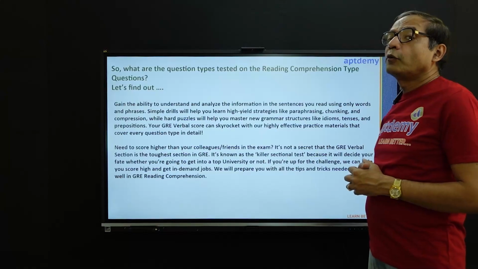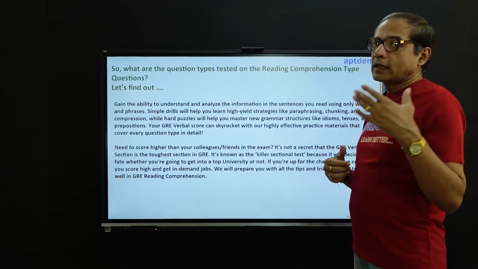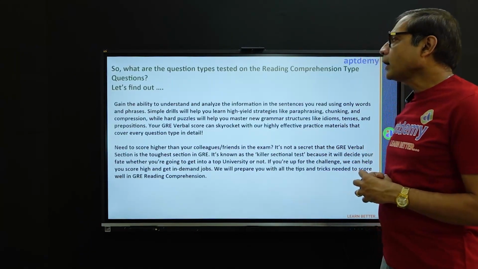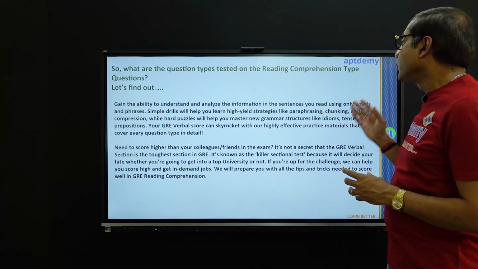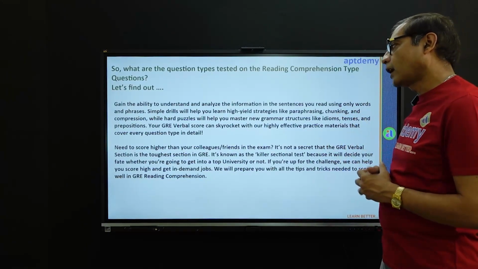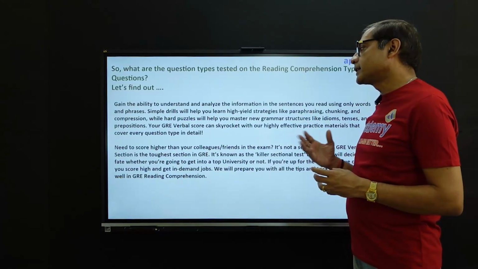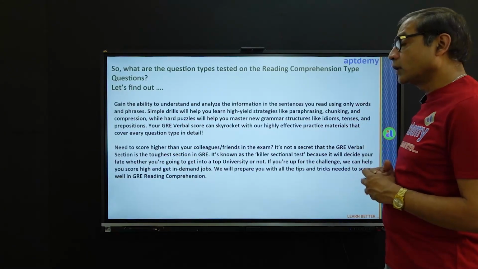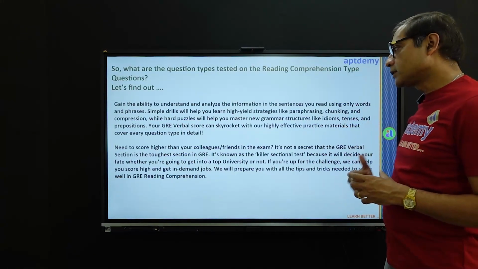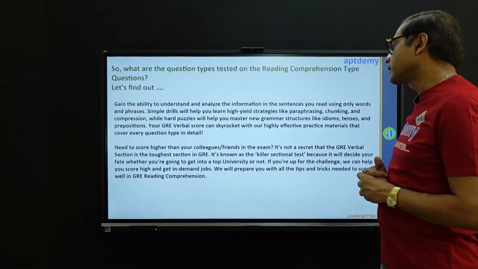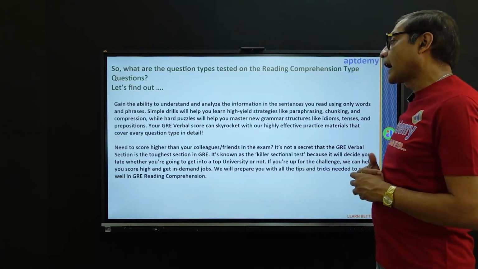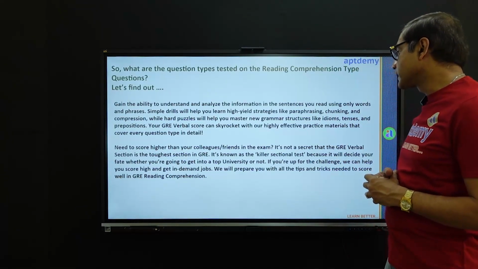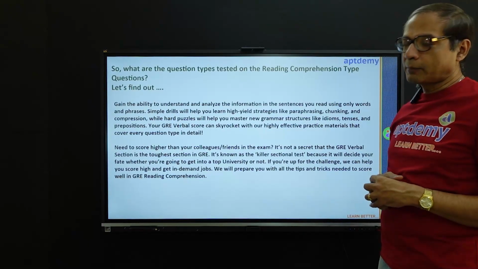So now we come to the reading comprehension type questions, and that is the third section that we are talking about right now. So what are the question types tested on the reading comprehension type questions? Let's find out. Gain the ability to understand and analyze the information in the sentences you read using only words and phrases. Simple drills will help you learn high-yield strategies like paraphrasing, chunking, and compression, while hard puzzles will help you master new grammar structures like idioms, tenses, and prepositions.